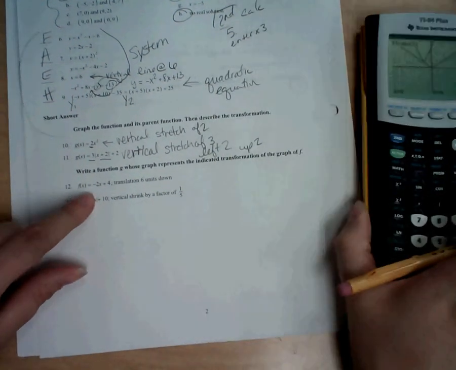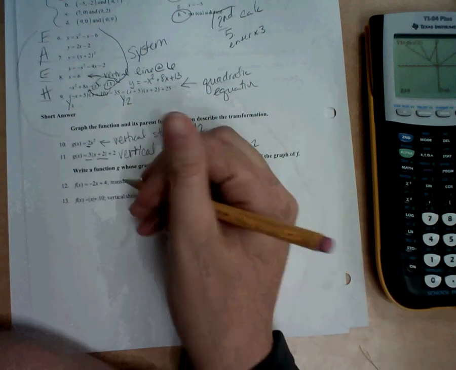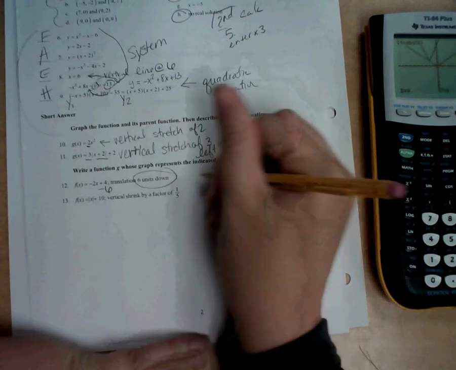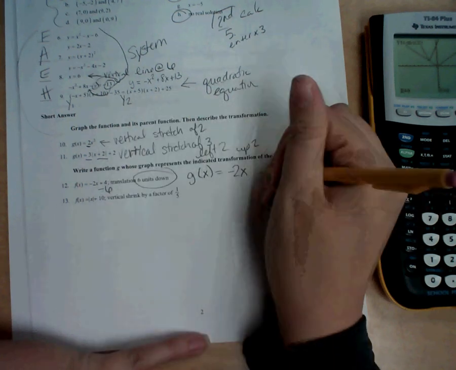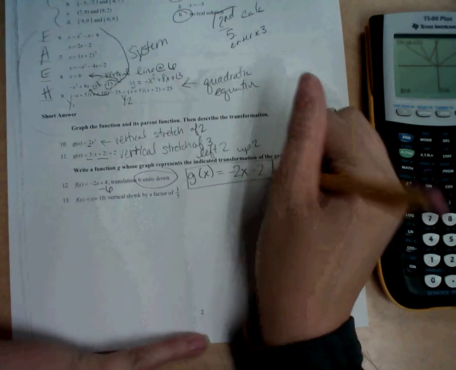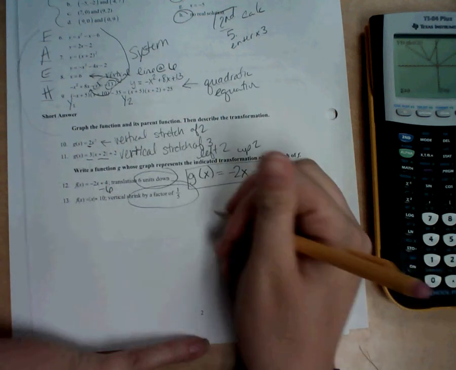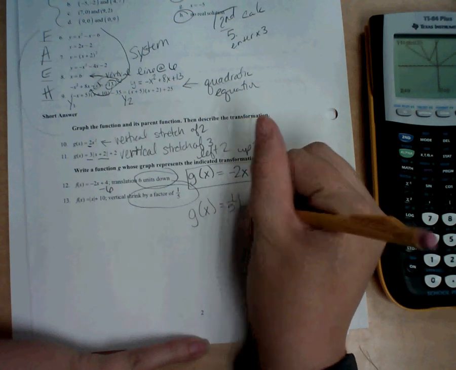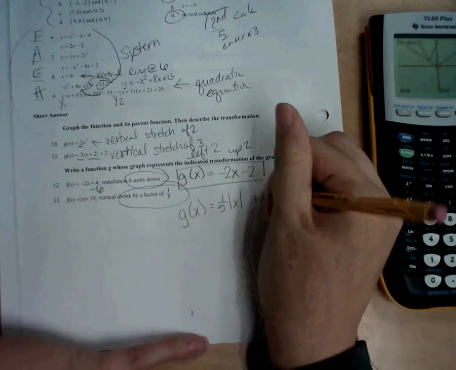Number 12, write a function g whose graph represents the indicated transformation of the graph of the function. So, shifts 6 units down. So I'm going to subtract 6 from this. So g of x is equal to negative 2x, 4 minus 6 is a negative 2. 13 has a vertical shrink by a factor of 1/5. So I'm going to multiply everything by 1/5. So g of x is equal to 1/5 times the absolute value of x plus, and 10 times 1/5, or 10 divided by 5, is 2.